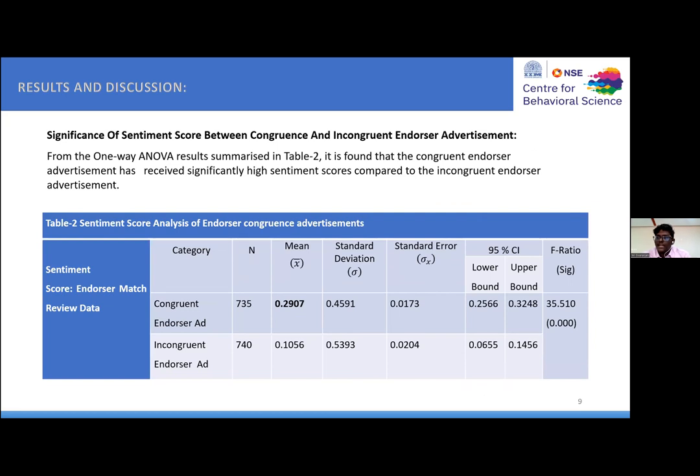After collecting the data, sentiment analysis was carried out, and the sentiment score associated with the words was calculated, which gives the sentiment score. For the congruent endorser ad, the mean sentiment score is 0.2907. This mean score indicates that the congruent endorser ad has more emotions. And from the one-way ANOVA, which is summarized in Table 2, it is found that the congruent endorser advertisement received a significantly higher sentiment score compared to the incongruent endorser advertisement.